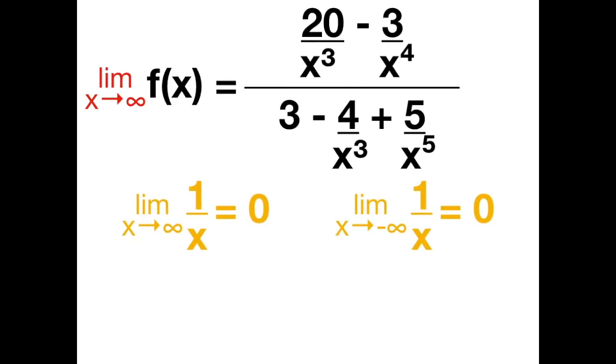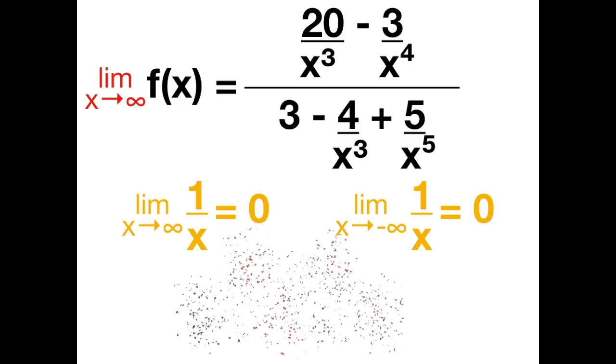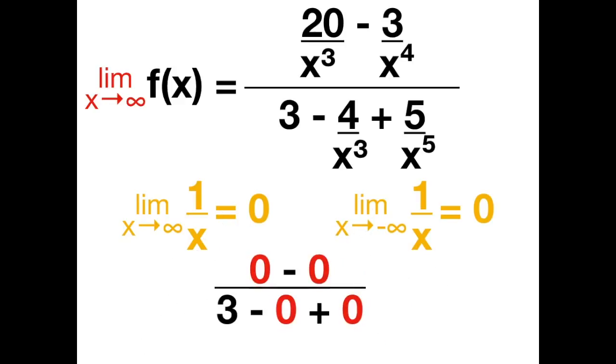As long as there is a constant in the numerator and the power of x in the denominator is greater than 0, we can apply this rule to our function. This would then simplify to 0 minus 0 all over 3 minus 0 plus 0, which equals 0 over 3 and gives the final answer of 0.